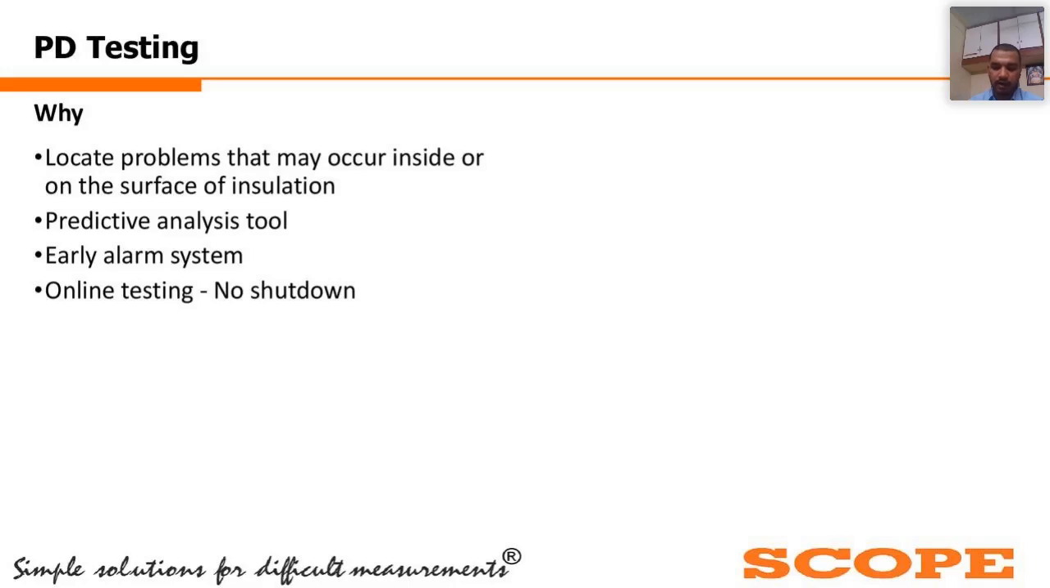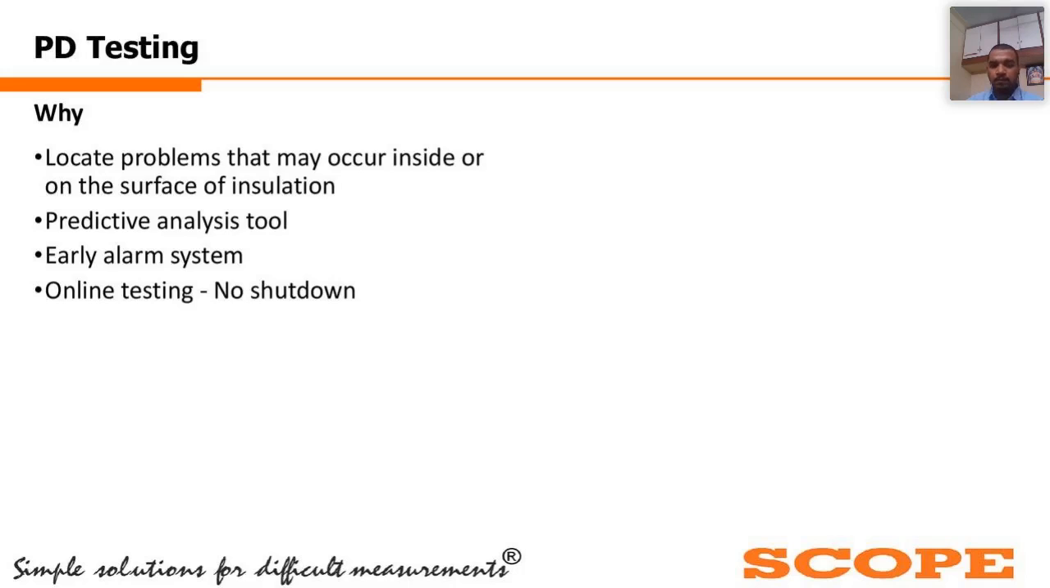Now, it has got an alarm system. Of course, if things are going bad and you are monitoring it on a continuous basis, using this predictive analysis tool, you can always have an alarm system to alarm you that the rate of increase is too high in your system. Now, it is an online testing system, as I said, so it does not require any shutdown. So these are some advantages of PD testing that are not actually found in most of the tests.